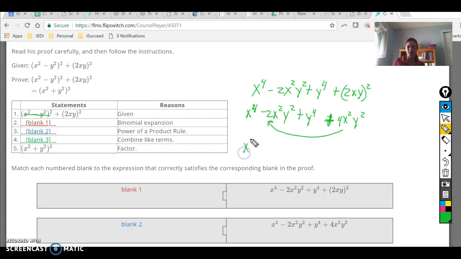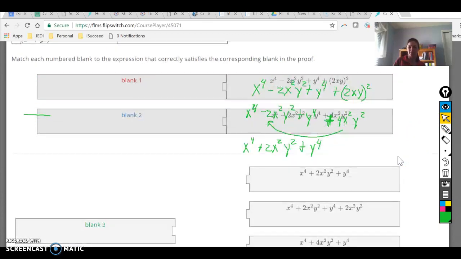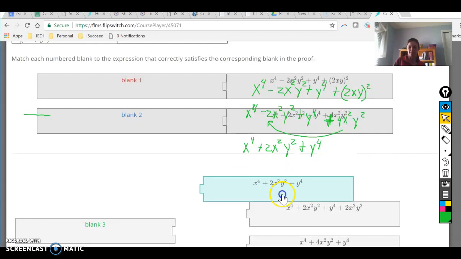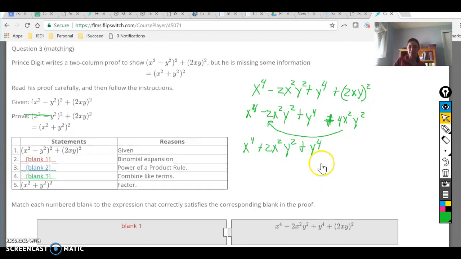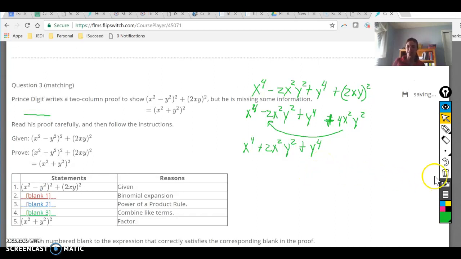So I have x to the fourth plus 2x squared y squared plus y to the fourth. Okay. Blank 3. And then last but not least is factoring, and this actually factors quite nicely into x squared plus y squared, squared. Okay, so that is the proof of what we're doing there.